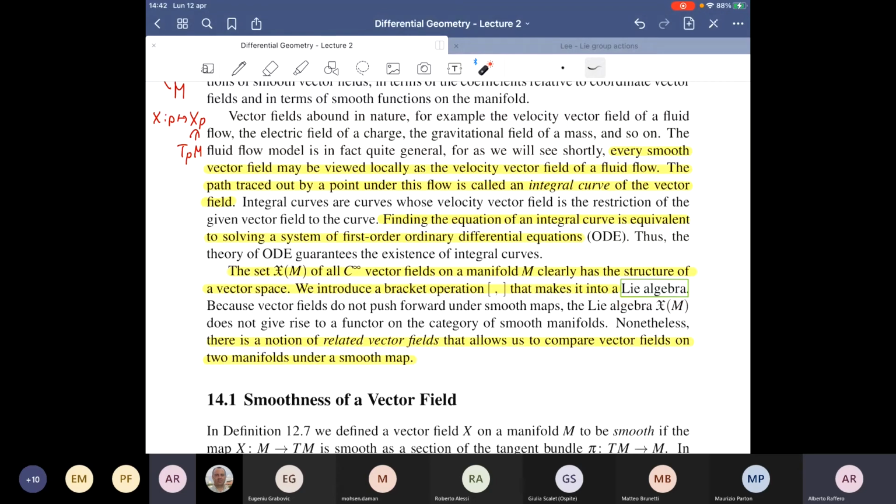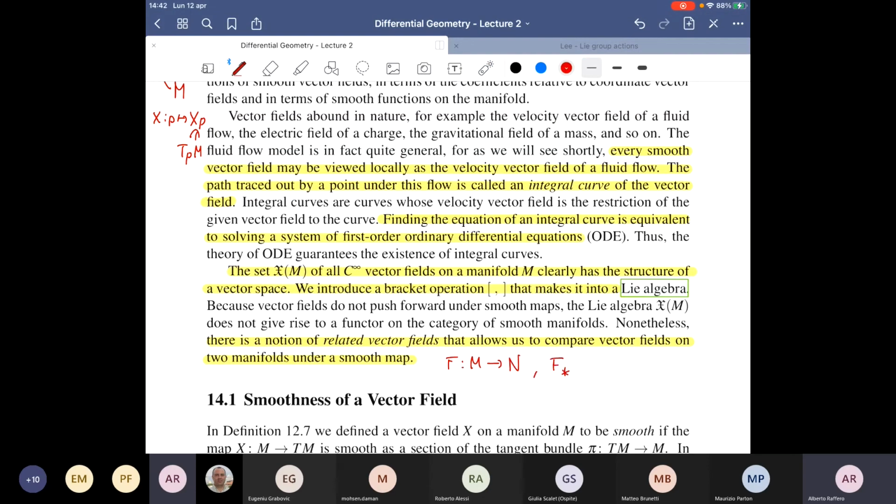And then finally, in this chapter, we shall discuss this notion of related vector fields. So if you remember last time, you said that if you have a smooth map between manifolds, then you can consider its differential, which is a map between tangent spaces of the two manifolds. It is a linear map. And so with this differential, you can map a tangent vector to the first manifold into a tangent vector of the second manifold. So let's say you have your map here between manifolds.